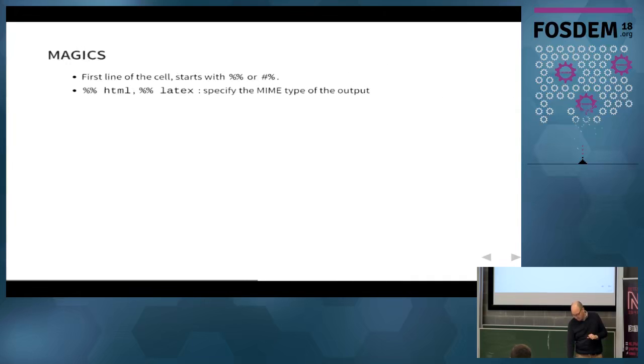What else? So magics are ways of telling the kernel what to do. Like I said, they're sort of like macros, but they can do a little more. They're a little more powerful.